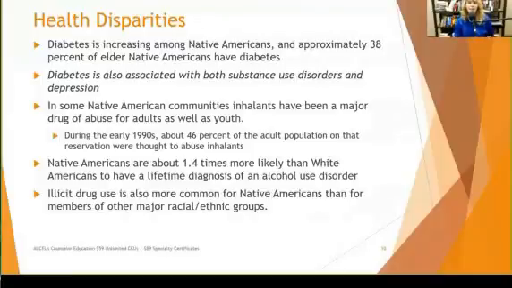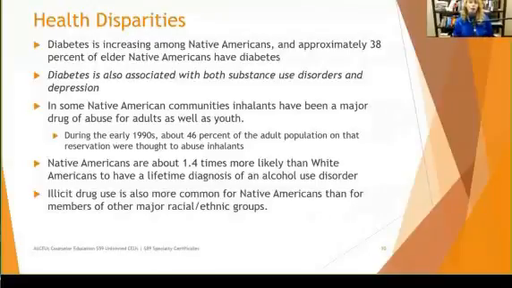In some Native American communities, inhalants have been a major drug of abuse for adults as well as youth. For example, early in the 1990s, about 46% of the adult population on one reservation were thought to abuse inhalants. So there's definitely some culture at work here in terms of a drug using culture, or approving of the use of certain drugs in some instances.